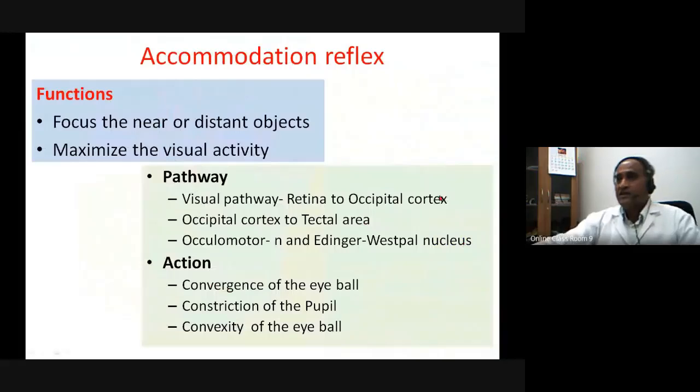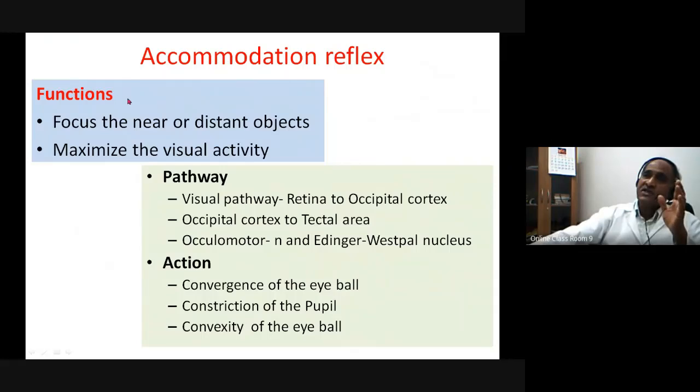Now, what are the functions of the accommodation reflex? They focus the objects at near or distant according to the situation, so as to maximize the visual activity.